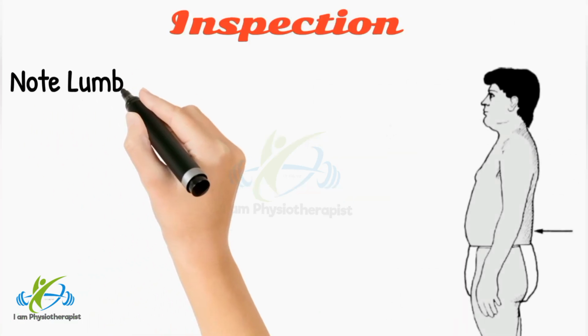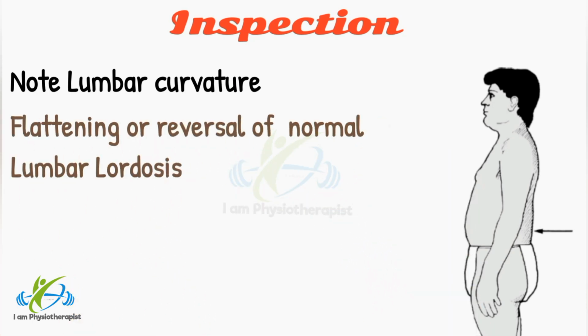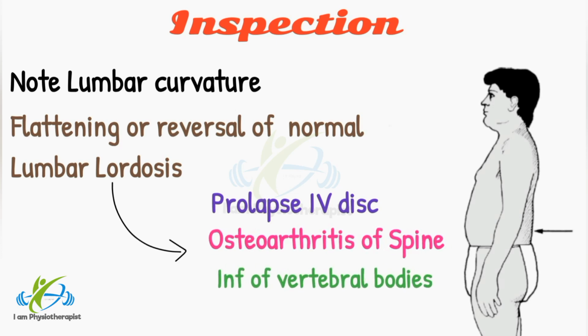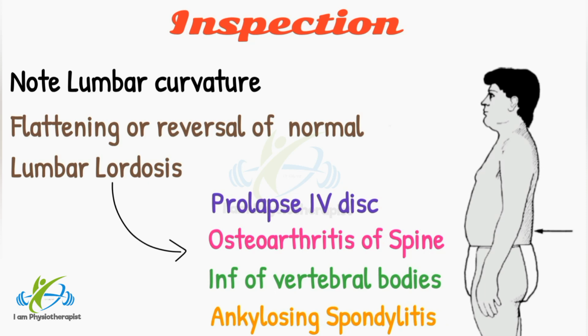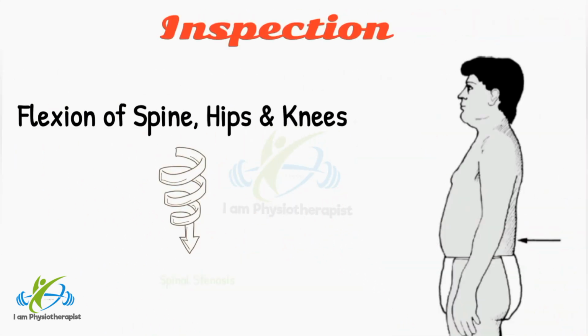Note the lumbar curvature. Flattening or reversal of the normal lumbar lordosis is a common finding in prolapsed intervertebral disc, osteoarthritis of the spine, infections of the vertebral bodies, and ankylosing spondylitis. Flexion of the spine, hips, and knees is suggestive of spinal stenosis.